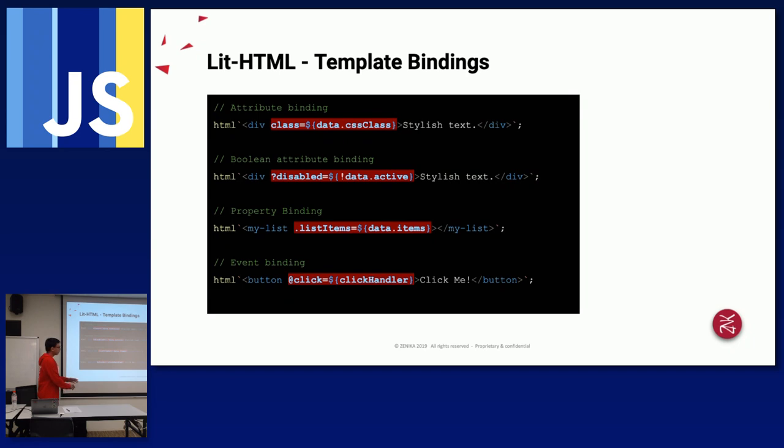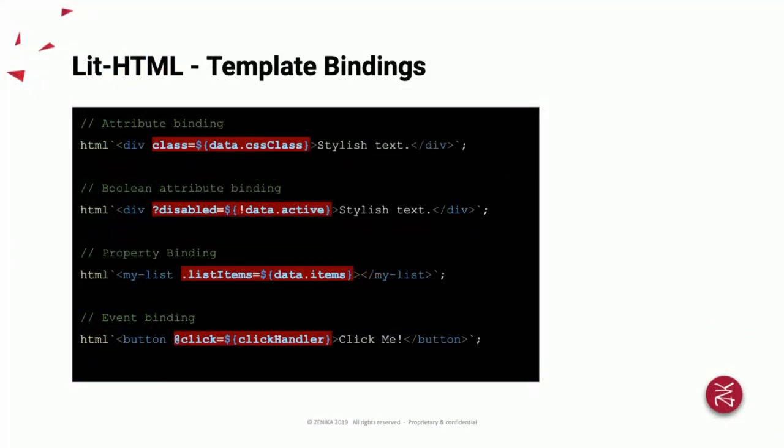For this slide, I want you to focus a bit on the template bindings, because this is what we're going to use mostly later on when we're building our chat component. To do attribute binding, we simply do, let's say, the class attribute, then the data CSS class. Nothing that special, but when it comes to Boolean attributes, we need to use a question mark. For property binding, we need to use the period. And for event binding, we need to use the at sign.